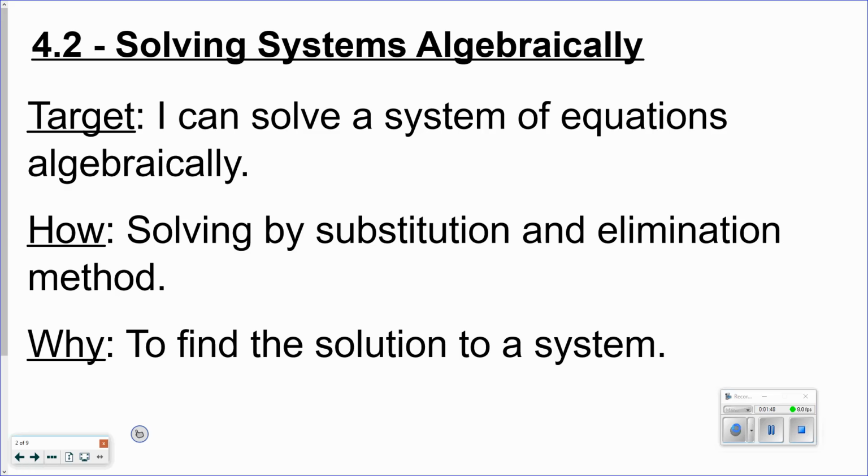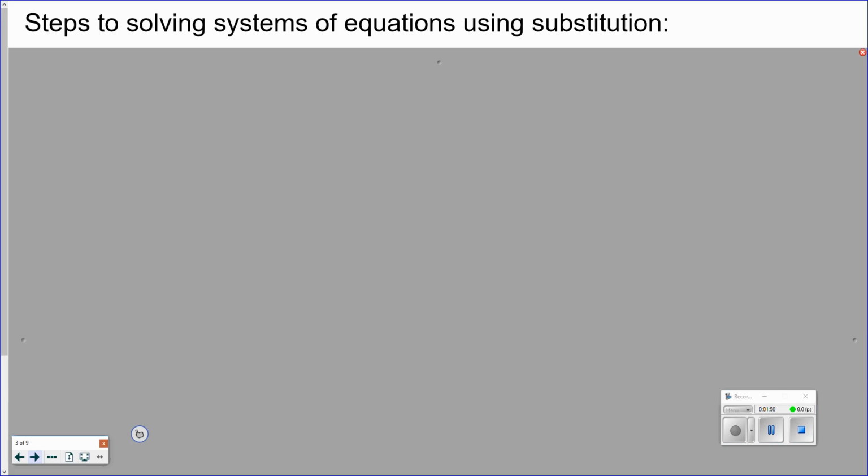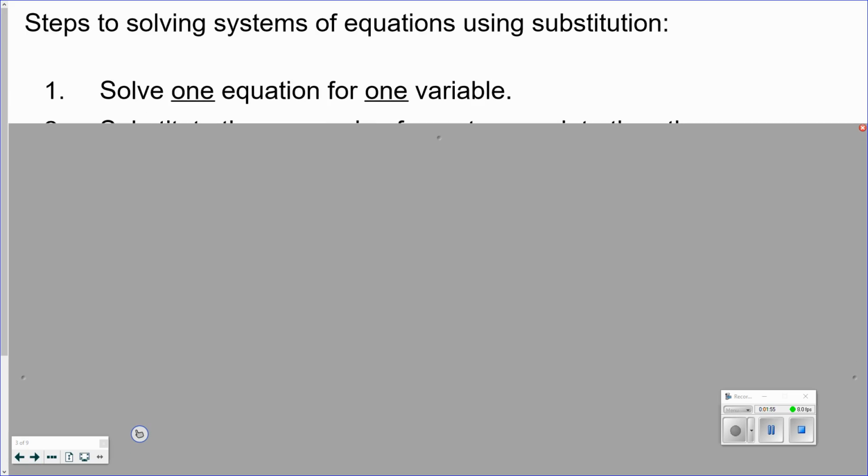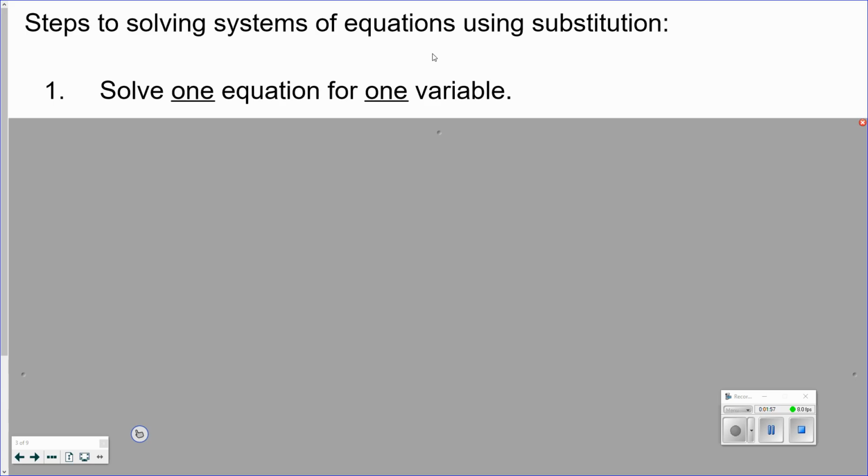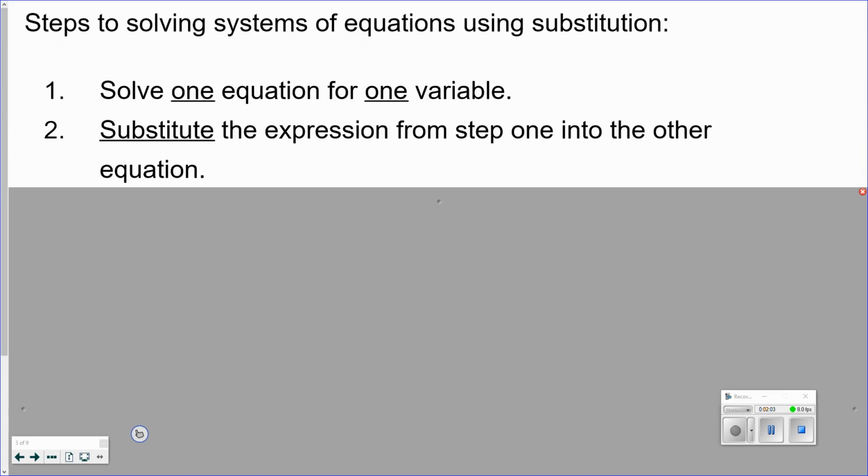So just running through the steps really quickly for solving a system algebraically. So we're not doing the calculator, we're doing it by hand. The first thing is you want to solve one equation for one variable. Next thing you want to do is substitute the expression from step one into the other equation. So basically take the answer that you get from 1, plug it into 2.